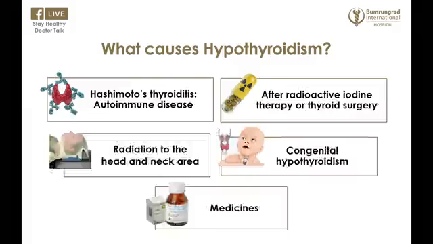So what can be the main causes of hypothyroidism? As you can see on the screen, the most common cause would be the autoimmune cause, which we call Hashimoto thyroiditis. In this case, the thyroid gland is being mistakenly attacked by the immune cells. So the body thinks that some chemicals inside the thyroid gland do not belong to it and are foreign bodies, so it produces antibodies attacking the thyroid gland.